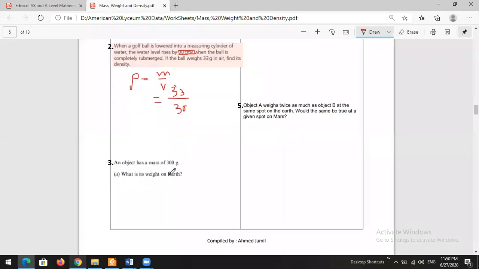This is question number 3. An object has a mass of 300 gram. What is the weight on Earth? So we know that weight is equal to mass into gravitational field strength.